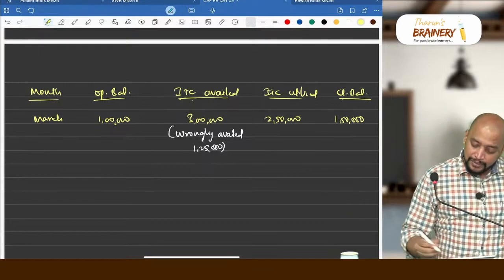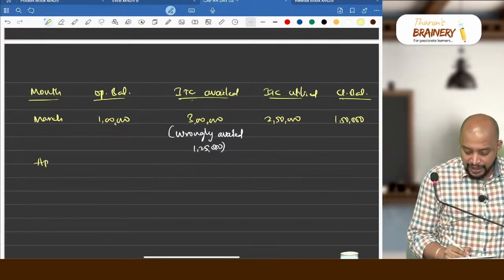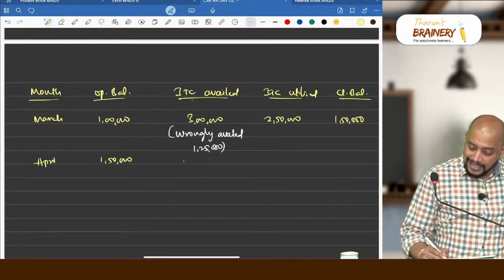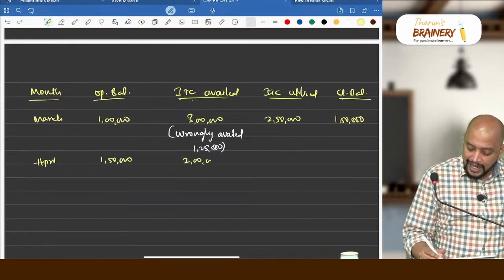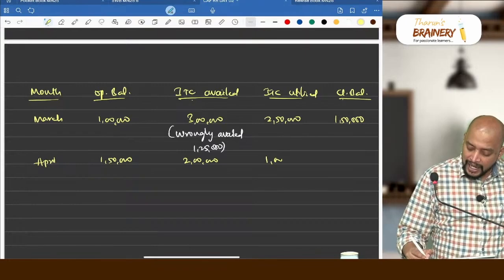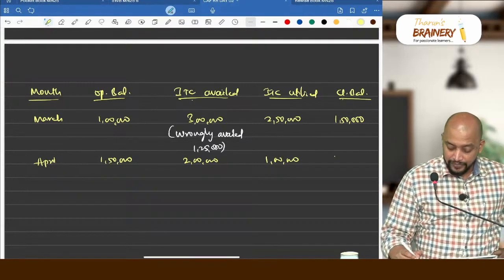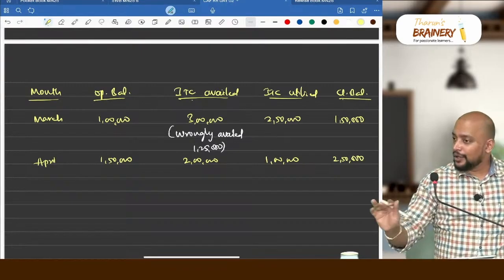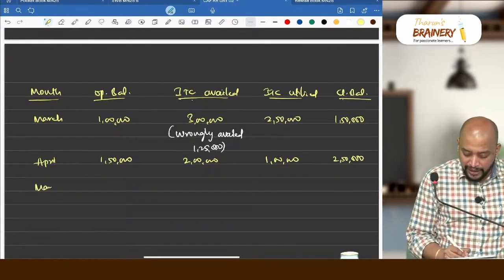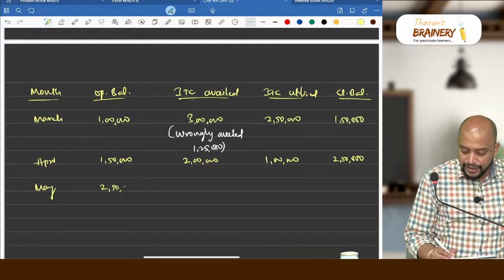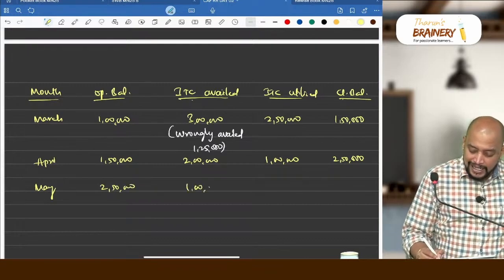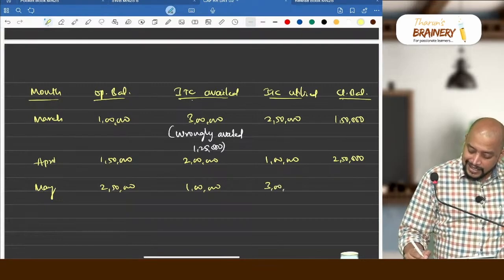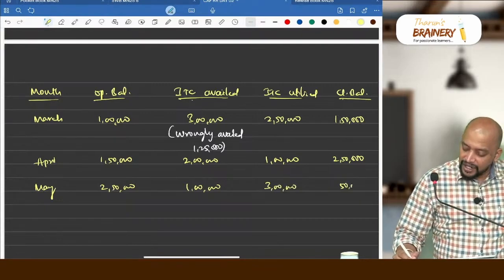Then again, for the month of April, the opening balance is 1,50,000 and ITC availed is 2 lakhs and ITC utilized is 1 lakh. So what is the closing balance? 2,50,000. Whether again we have utilized? No, we have not utilized. For the month of May, 2,50,000 is the opening balance and 1 lakh is the ITC availed, and what we have utilized is 3 lakhs and the closing balance is 50,000.